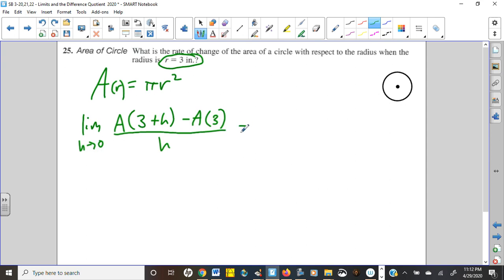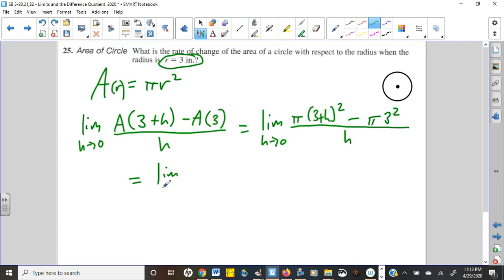Now, specifically, the function is pi r squared. So it's going to be pi times (3 plus h) squared minus pi times 3 squared, over h, right? Which is going to be the limit as h goes to 0 of, let's do some algebra. Remember, it's not 9 plus h squared, please. It's 9 plus 3 plus 3, which is 6h, plus h squared, minus pi 9.